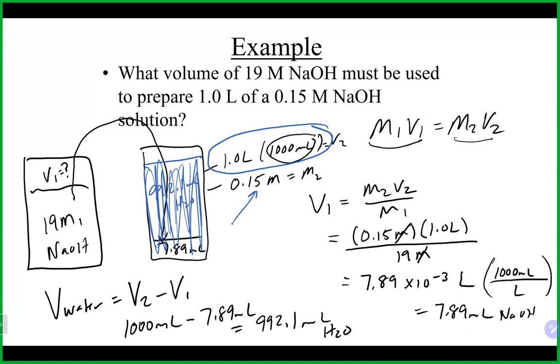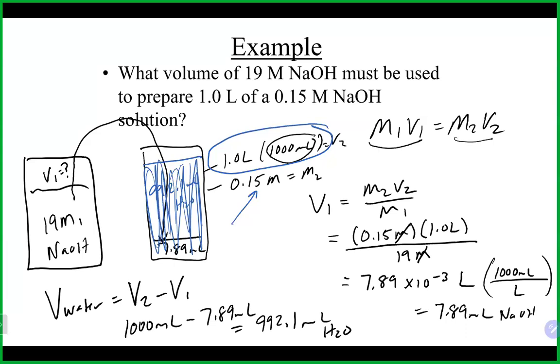Any questions on that there? So typically speaking, if you solve for M1, that's usually the concentration of your more concentrated solution. If you solve for V1, that's typically how much of the more concentrated solution you need to make your new solution. And obviously M2 and V2 are your dilute guys, typically the molarity and the total volume there. Any questions on that one there?